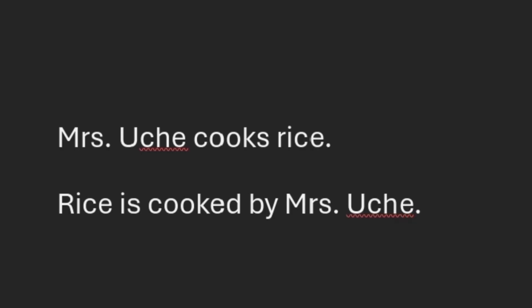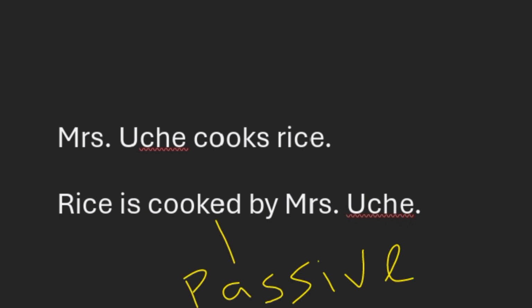What can you say about them? The first sentence is an active voice, while the second sentence is a passive voice. Now, let's take a full understanding of the topic.